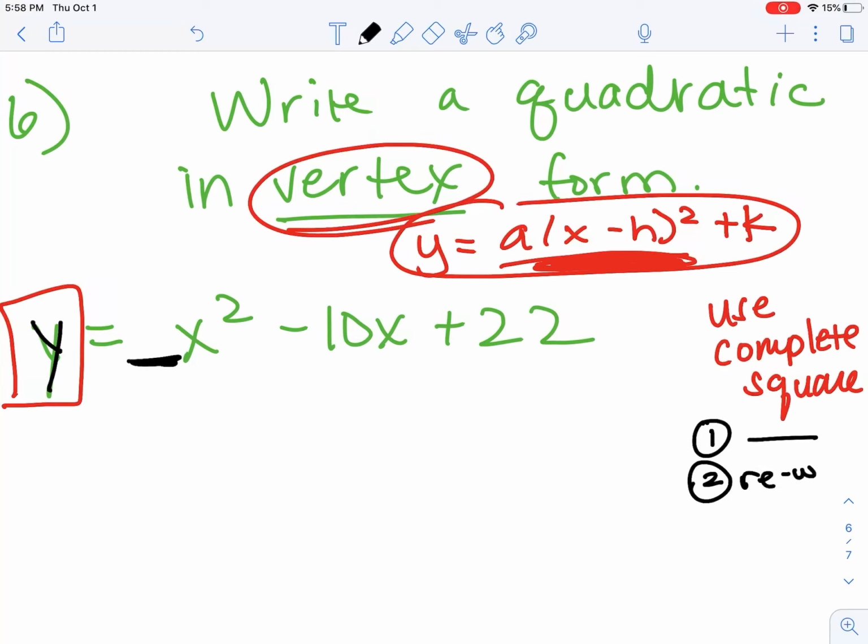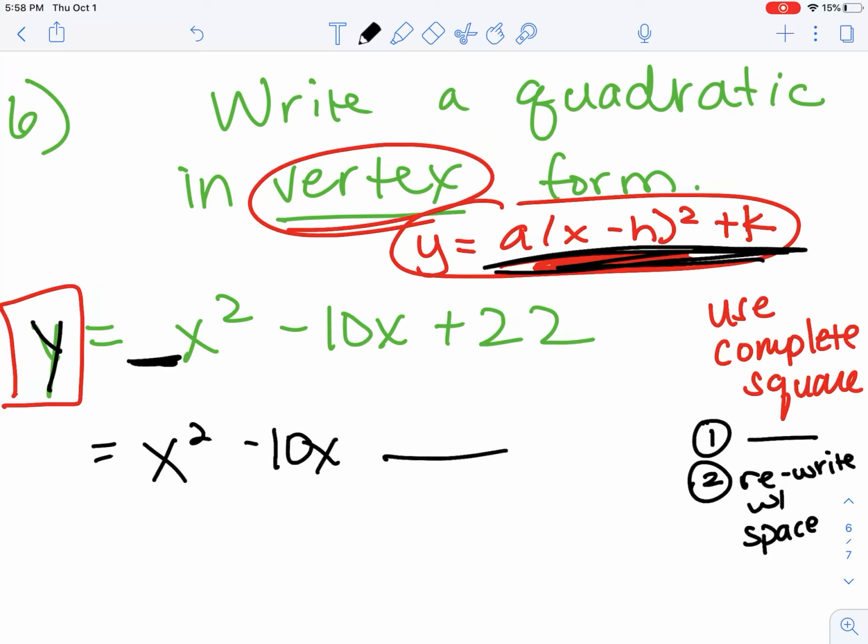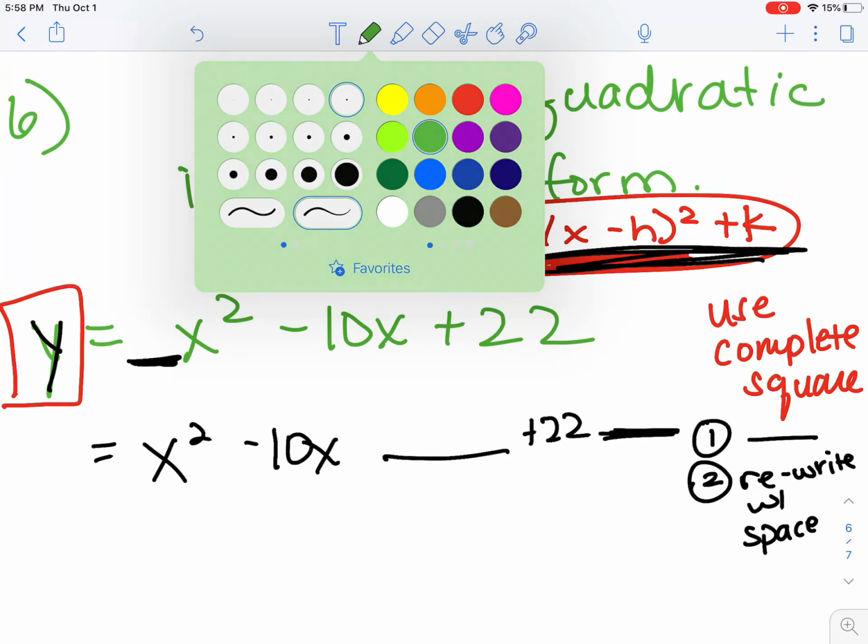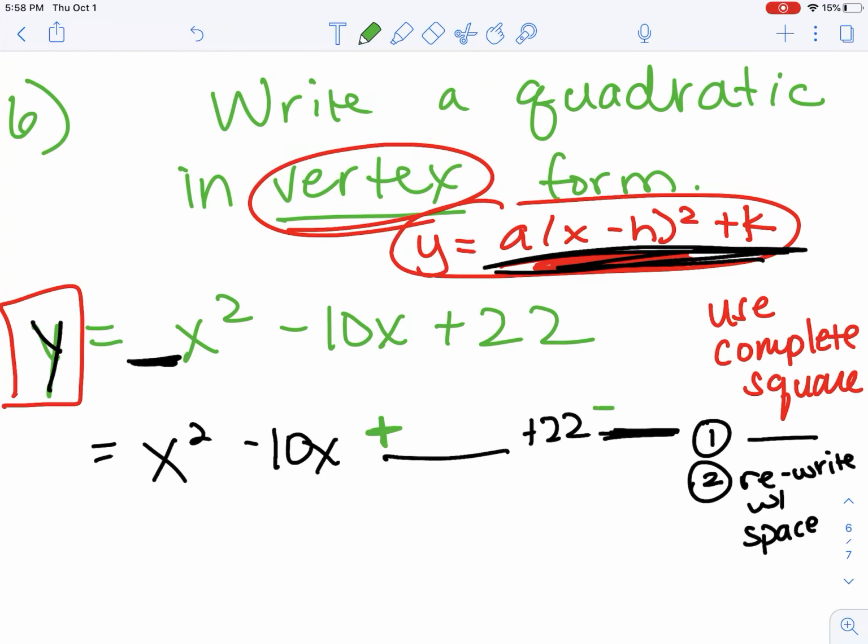Step 2, we're going to rewrite it with spaces because we want it to look like this. So we're going to say x squared minus 10x, but our space is going to be after the x like it was before, plus the 22, and then we're going to put another space behind the 22, but instead of adding in both of these spaces, we're going to add in the first one and subtract the second one. And that's because both spaces are on the same side of the equal sign. So if they're on the same side of the equal sign, to keep it balanced, we add it and then we subtract it on the same side.